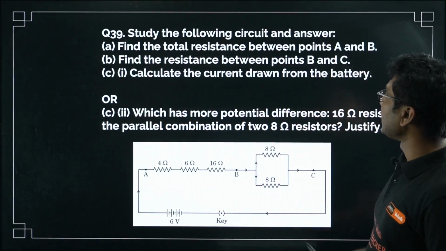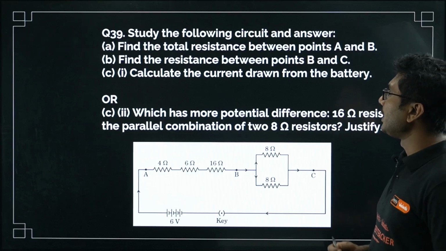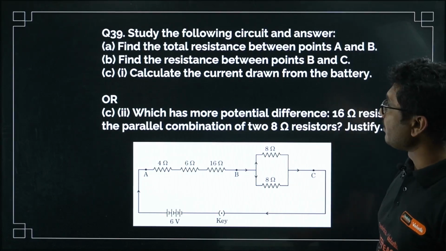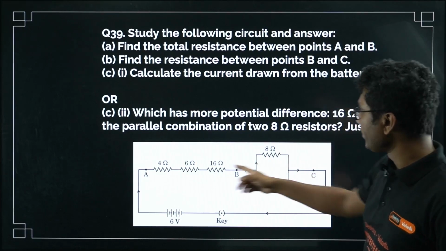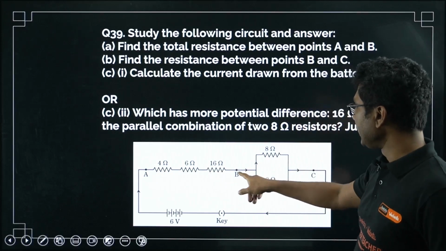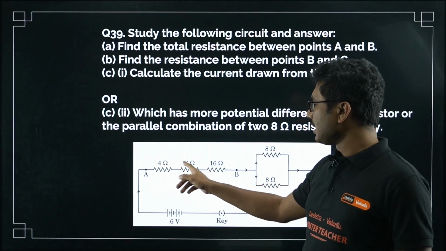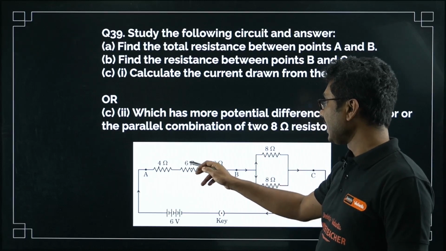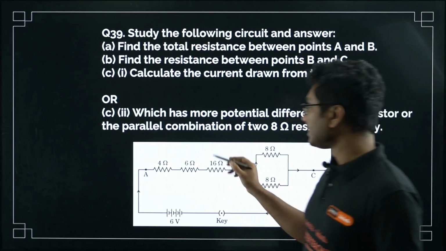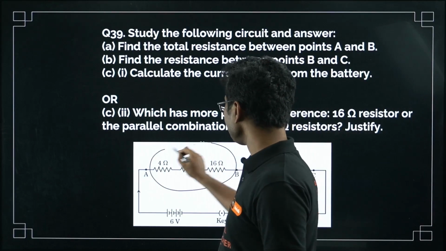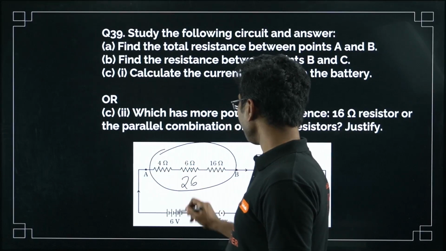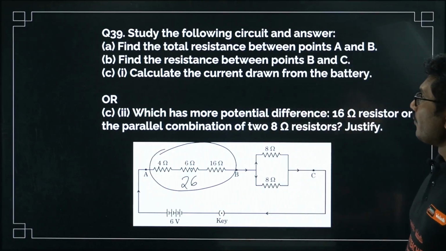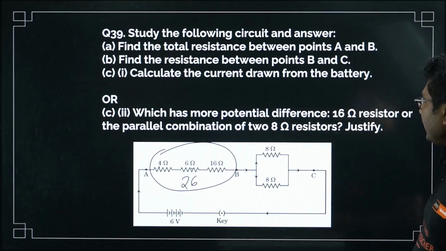Study the following circuit and answer. Find the total resistance between points A and B. Here we can see that 3 resistances are connected in series. So 4 plus 6 is 10, 10 plus 16 is 26. So between A and B it is 26 ohm. Easy.